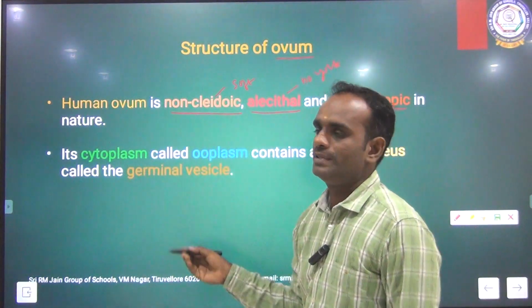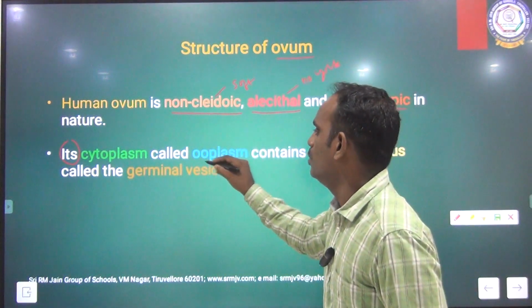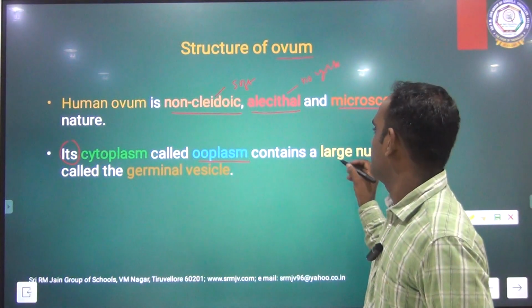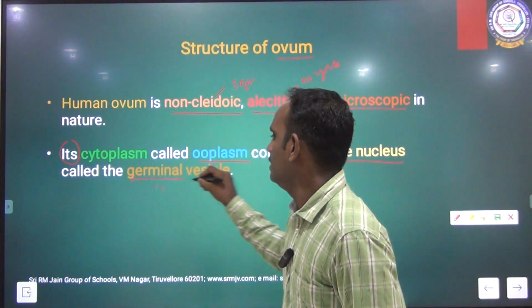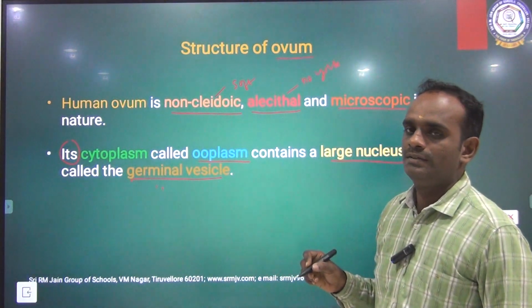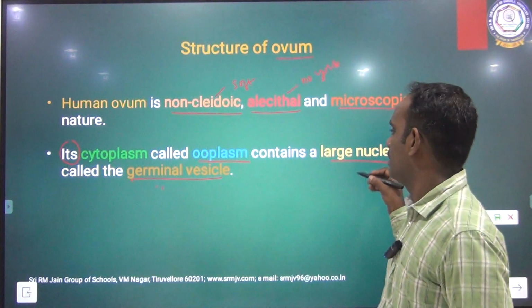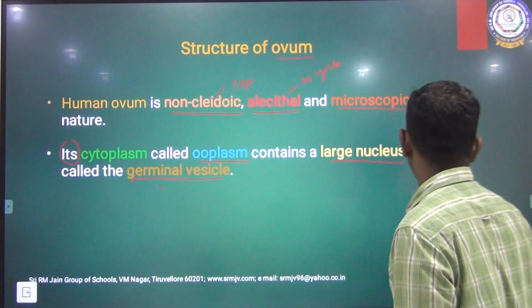Its cytoplasm, the cytoplasm of the ovum, is called ooplasm, and it contains a large nucleus called the germinal vesicle.